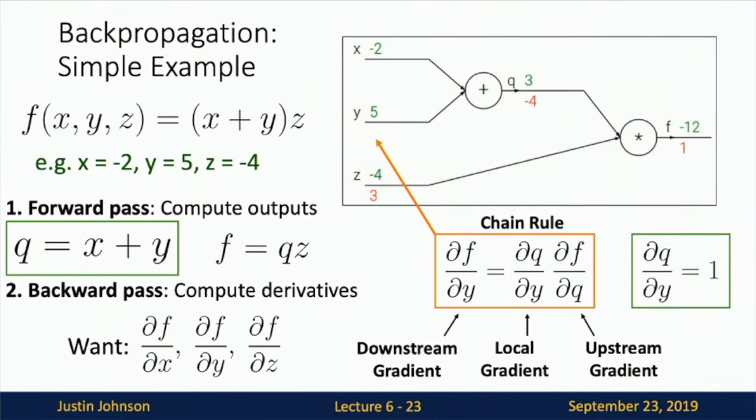And here we know that q is equal to x plus y, so the local derivative in this case is just 1. So when we multiply these two together, the derivative of f with respect to y is the same as the derivative of f with respect to q. So we get our downstream gradient of -4. Was that clear to everyone? Okay, good.